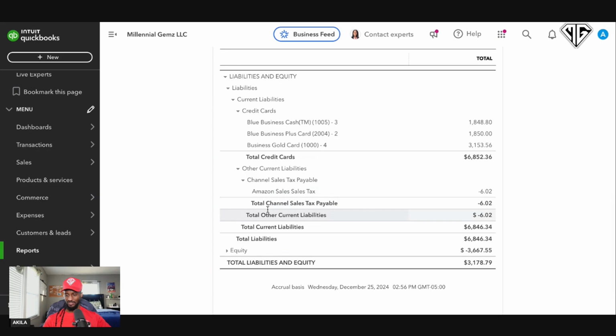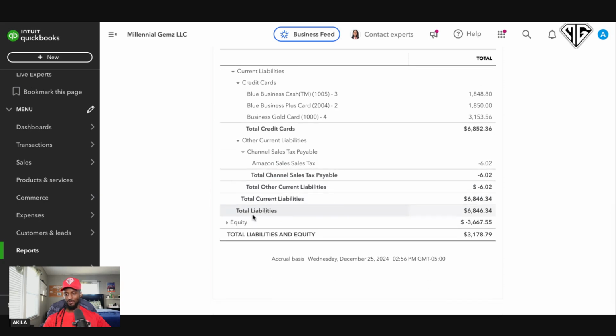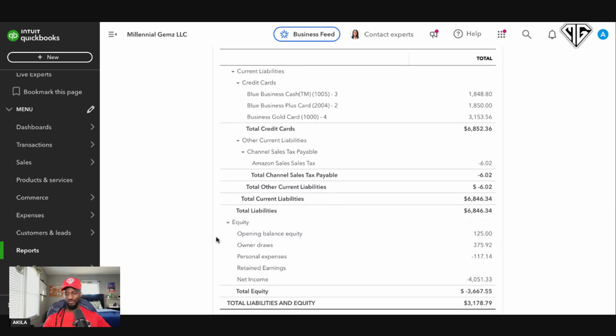And then lastly, you have your equity, right? So your equity is almost like your business's net worth. I mentioned that earlier when I was talking about the profit and loss sheet, but with the balance sheet, equity is more so the net worth. So kind of just how much the business is actually worth.